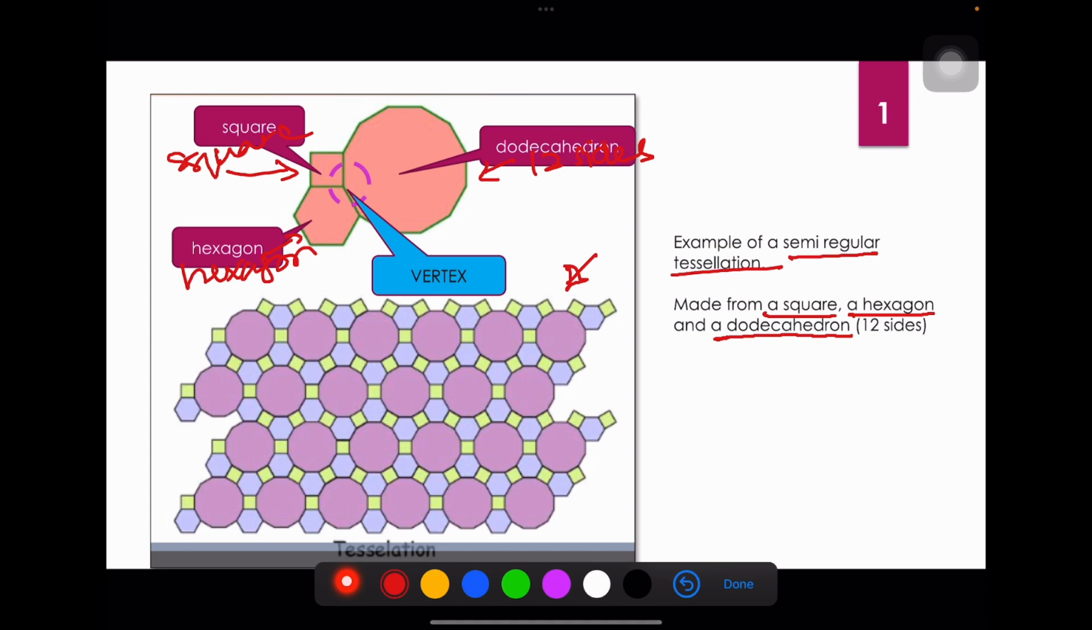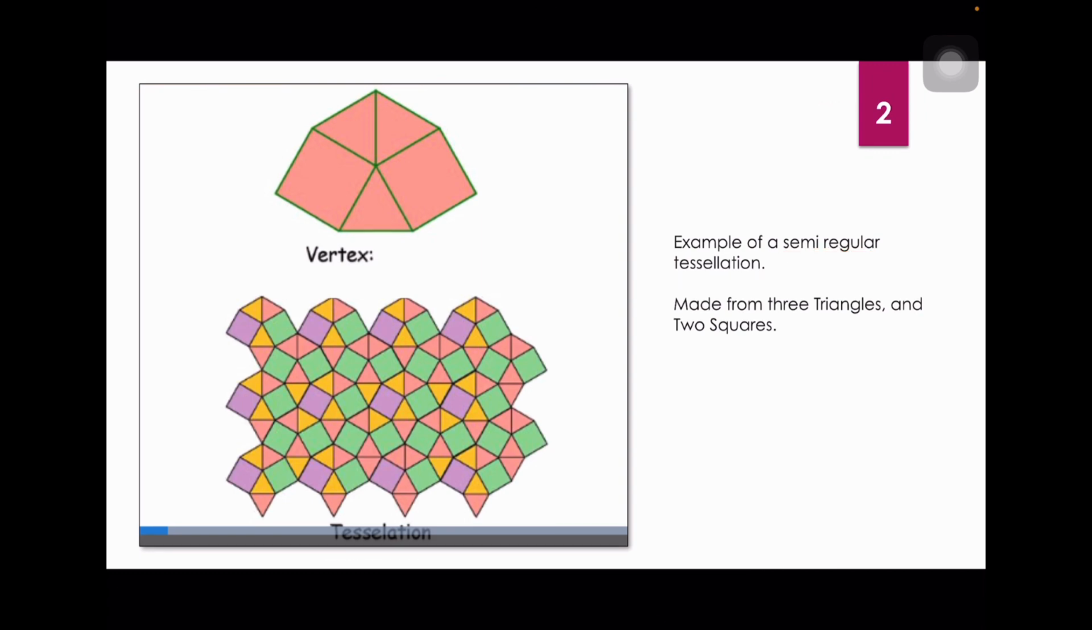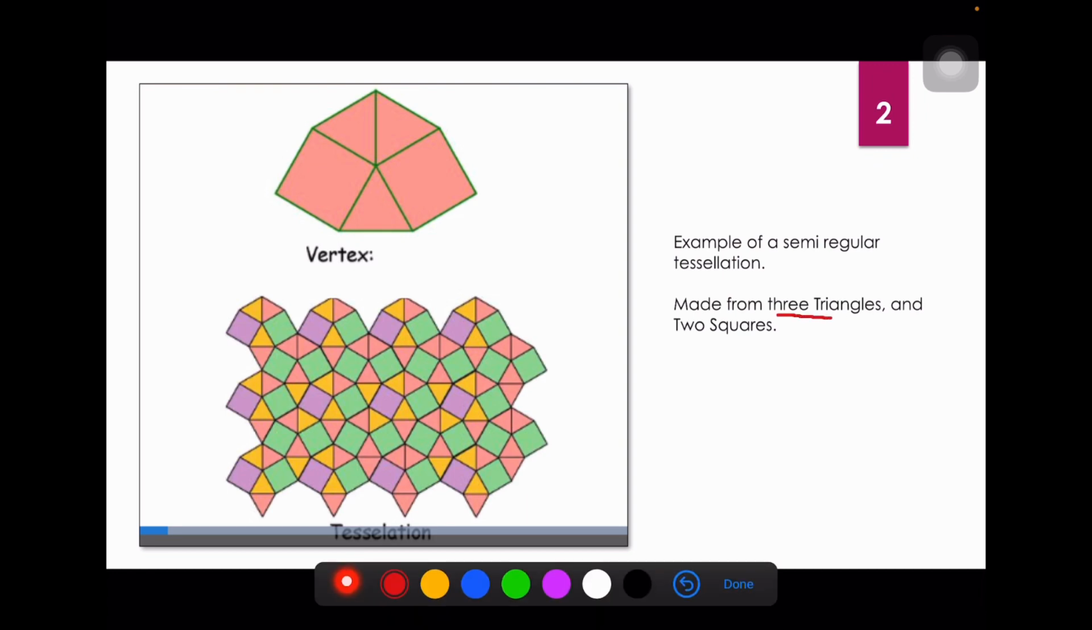And that's the vertex. So always make sure that the vertex of all the 2D shapes will touch each other. Here is another example of a semi-regular tessellation, and this is the second type. Here you can see that we have 3 triangles and 2 squares. The triangles are here, 1, 2, 3, and then we have the squares 1 and 2. And you can see that the vertex here, they all touch each other.